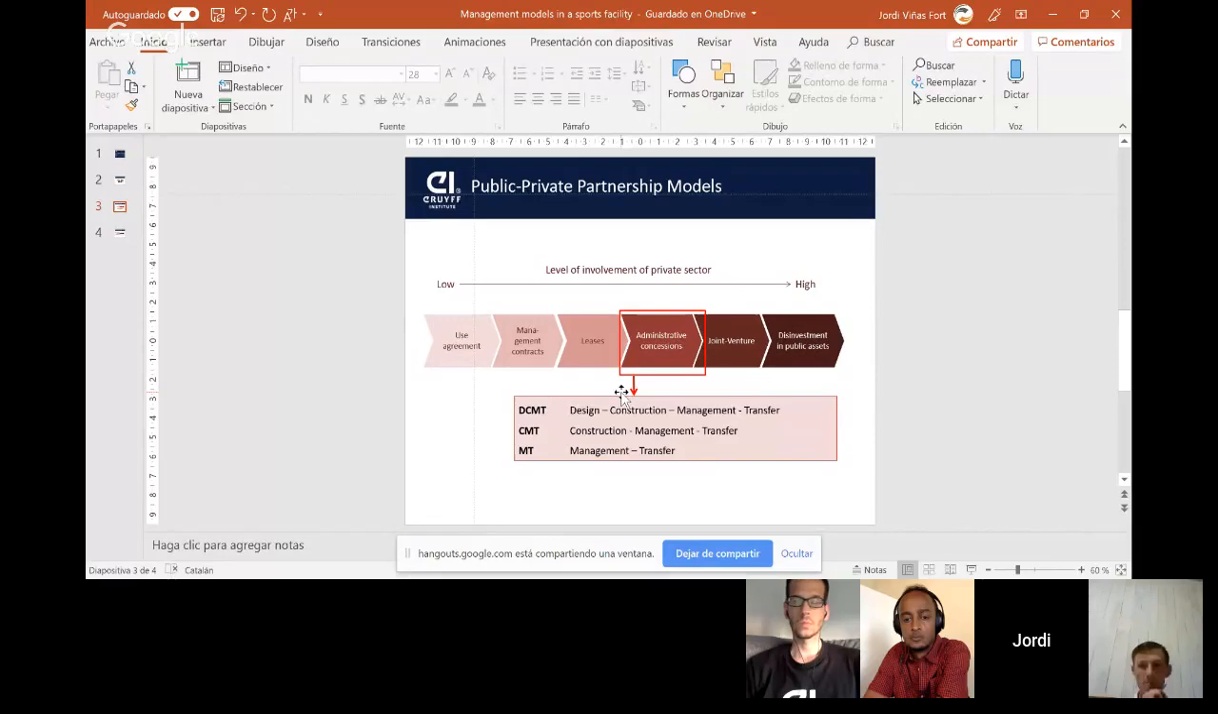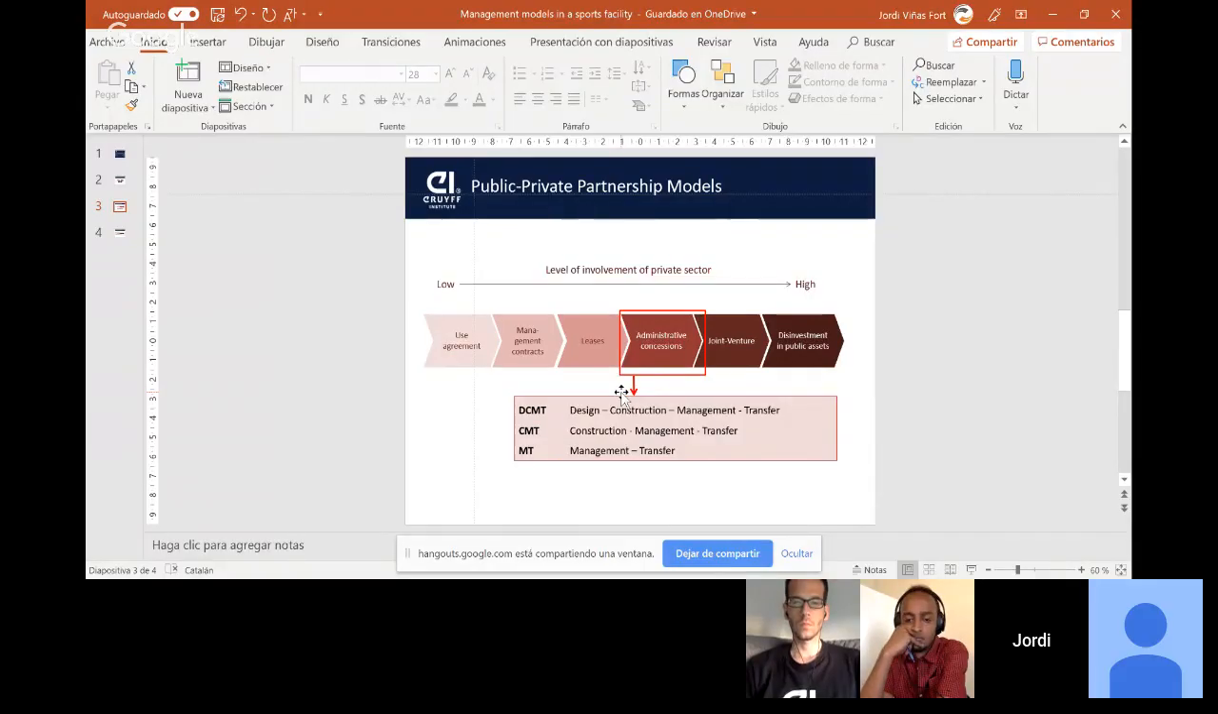Here we can see that the first one, the level of involvement of the private sector, is quite low. It's this use agreement. We will find that in many sport pitches all over the world. For instance, I'm a local authority with a sports field, a football field, and I have three football clubs in my city. Obviously this sports field needs to be shared by these three clubs.